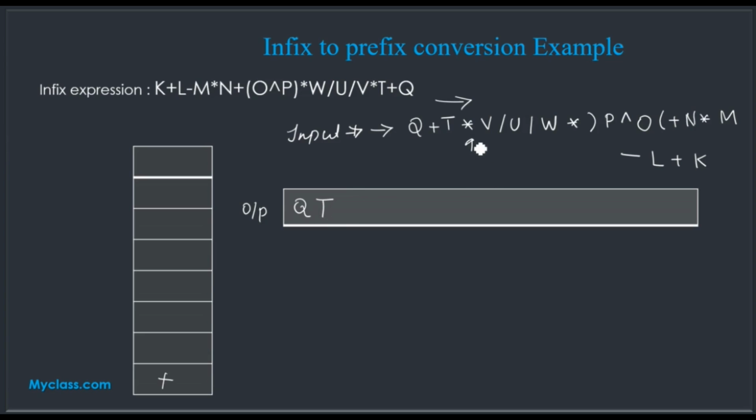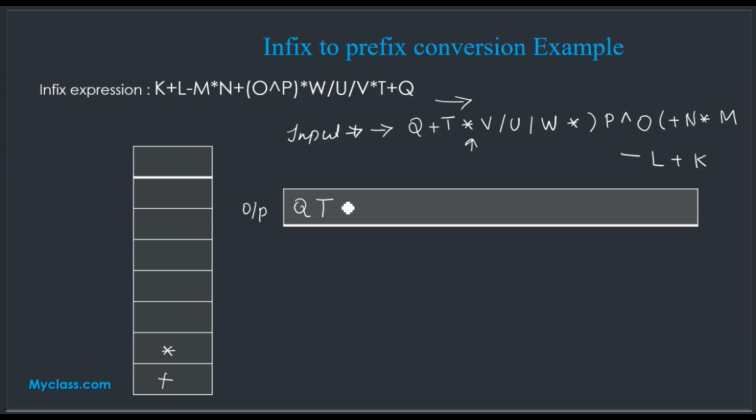If the next is a star, an operator, and when we check the stack it is non-empty, but star has the higher precedence compared to our addition, then we just push that star into our stack.